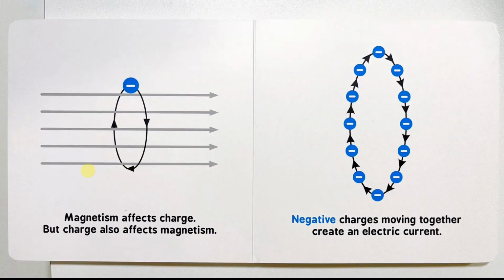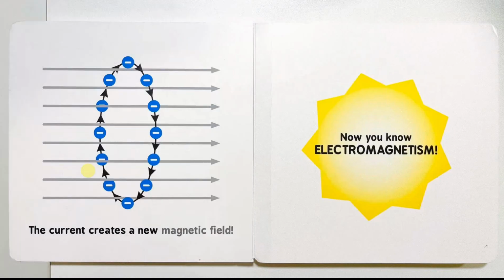Magnetism affects charge, but charge also affects magnetism. Negative charges moving together create an electric current. The current creates a new magnetic field. Now you know electromagnetism.